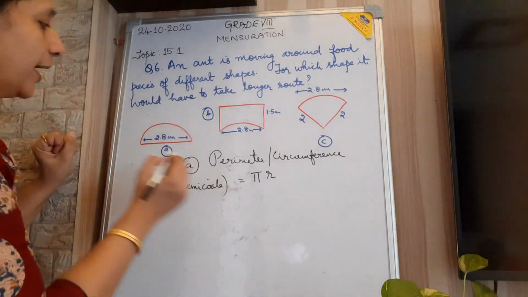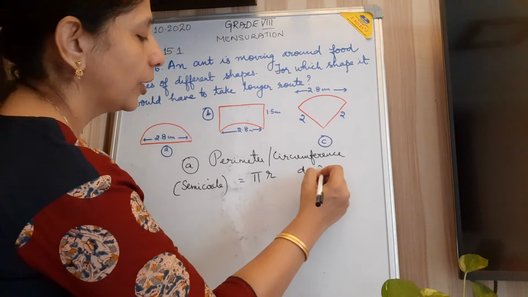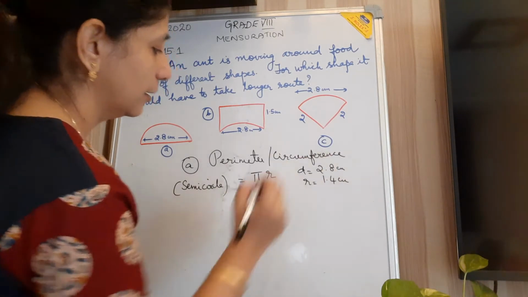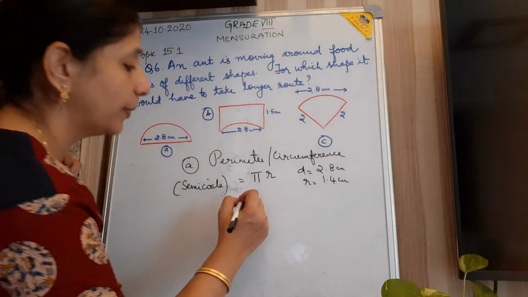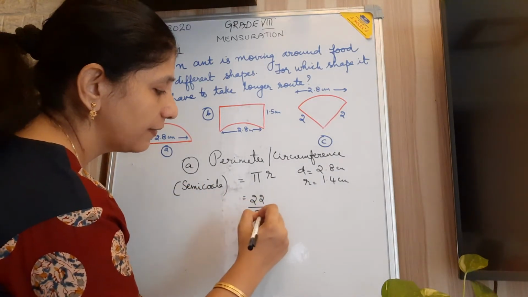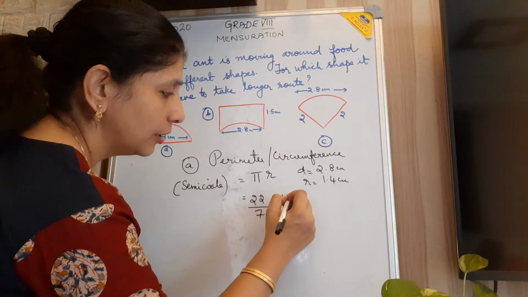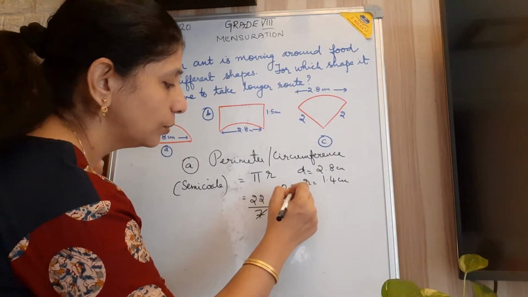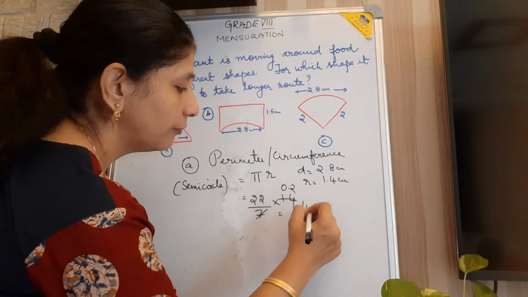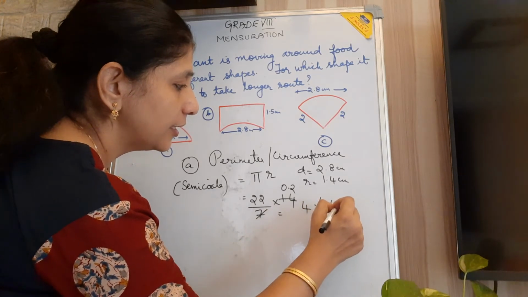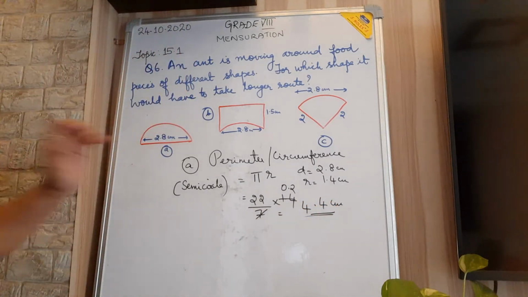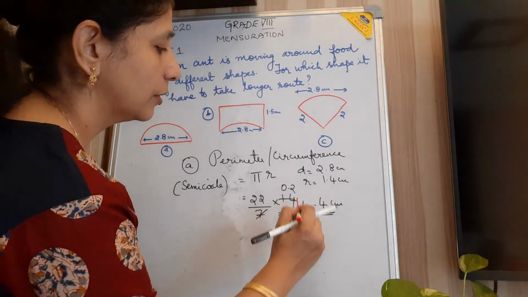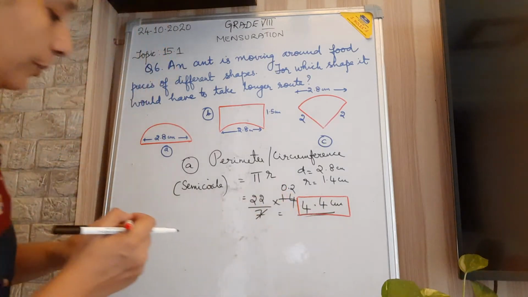So here diameter is given. Diameter is 2.8 centimeter. So what is r? Half of it. It is 1.4 centimeter. Now pi you can consider as 22 by 7 here, because it is a multiple of 7. That is why I have taken it. So here it is 0.2, so 22 into 2 is 44. So 4.4 centimeter. So going around the first one, it has taken 4.4 centimeter.